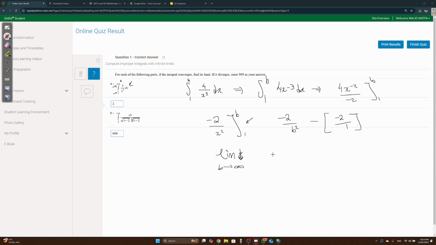Okay, so you're gonna get minus 2 over b squared minus 2 over 1, which is just minus 2, so you can change it to plus because minus times minus. Okay, so you're gonna get negative 2 over infinity squared plus 2. Negative 2 over infinity is just 0, so it's gonna be equal to 2. So the integral converges at 2. So if it was written, the integral converges to 2.